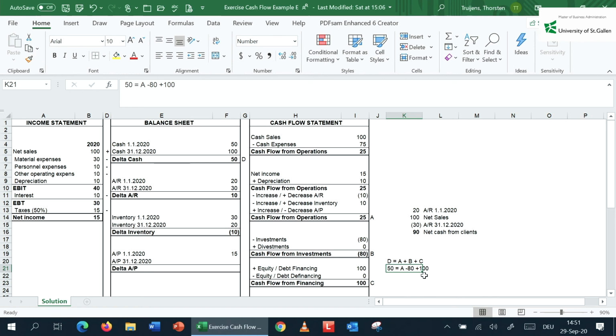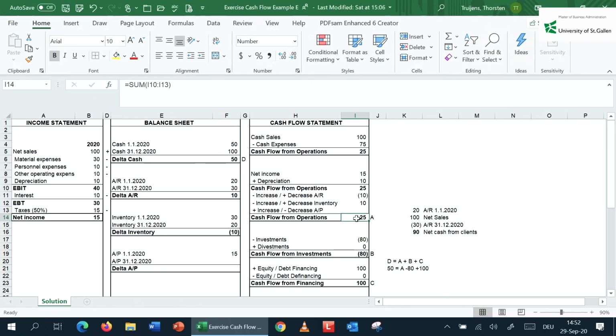Can we roughly settle that A should be 30? If A is 30, then the equation actually fits. Now at the moment A is 25. So here comes now my final question. I would like to have 30 here as cash flow from operations. Help me out. Which number do I need to put here into this cell? So cell F20. In order to make sure that we get a 30 here as cash flow from operations.